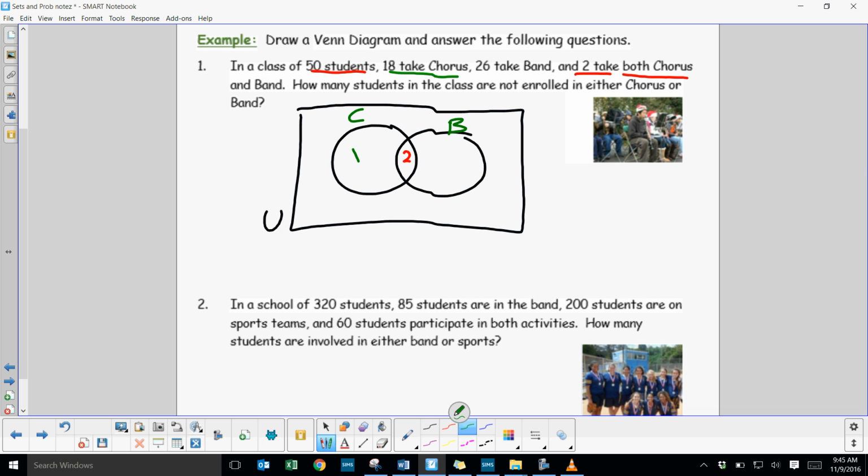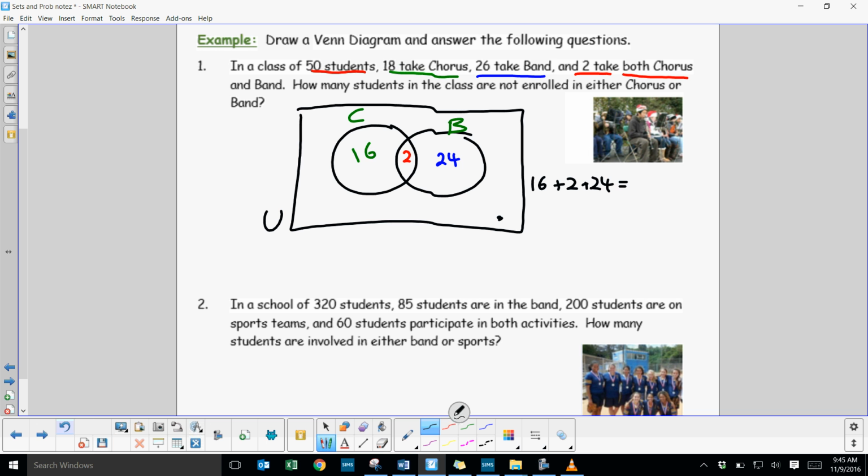Chorus and band. So 18 minus 2 must be 16. So in total, 16 plus 2, 18 take chorus. And 26 take band. So you probably realize already, 2 plus 24 makes 26. And are we finished yet? No, we're not, because we need to add up those little totals to work out if there are any on the outside here. 16 plus 2 plus 24.